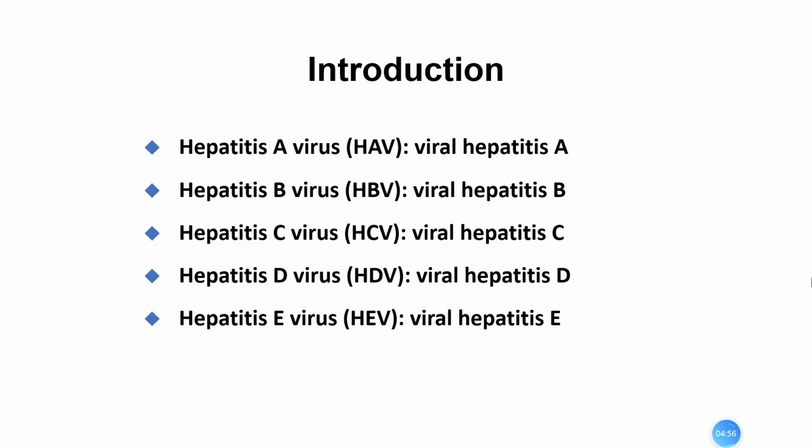We'll introduce 5 different hepatitis viruses. The names are easy to remember: hepatitis A virus, B virus, C, D, E virus, short for HAV, HBV, HCV, HDV, and HEV. 5 different viruses.